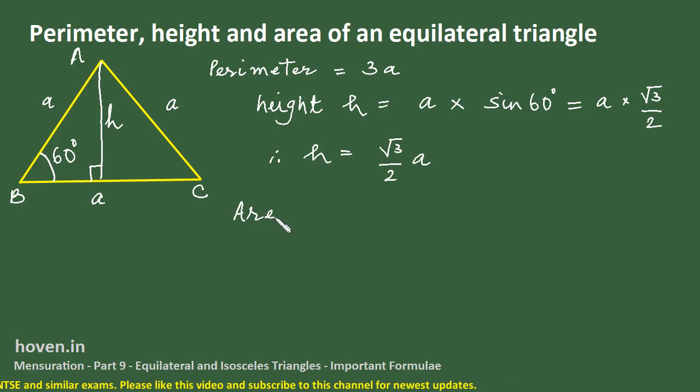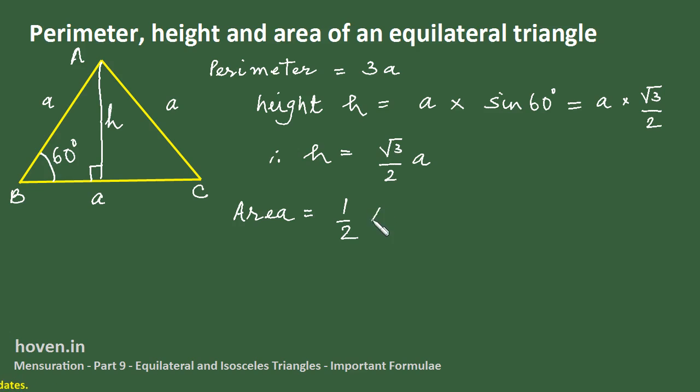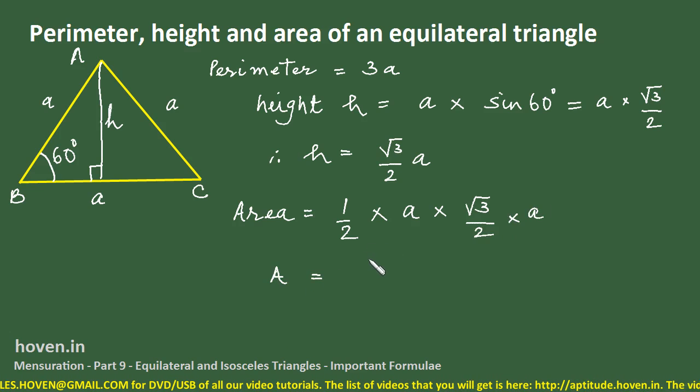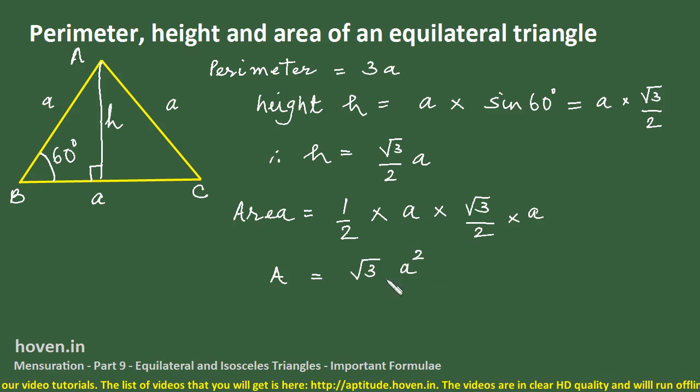We can write area is equal to half of the base. This is the base and its value is equal to A. So we can write it is equal to half of the base multiplied by the height. This height we have already derived equal to square root of 3 by 2 A. So we can write it is equal to square root of 3 into A. So we can write area is equal to, we can now collect these terms, square root of 3. A into A will be A square, and 2 into 2 will make it 4.